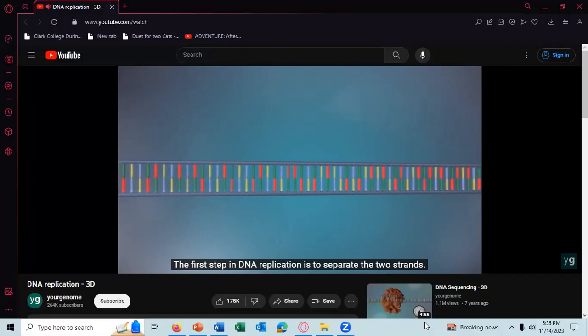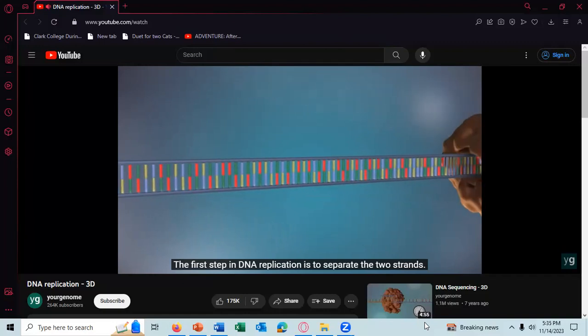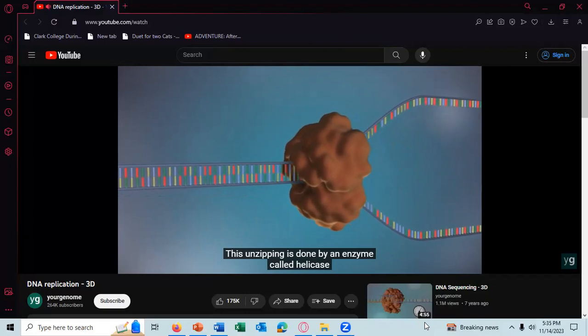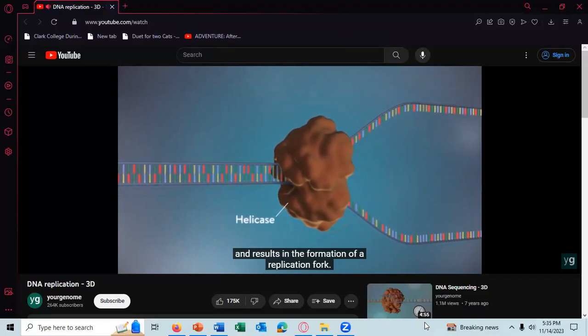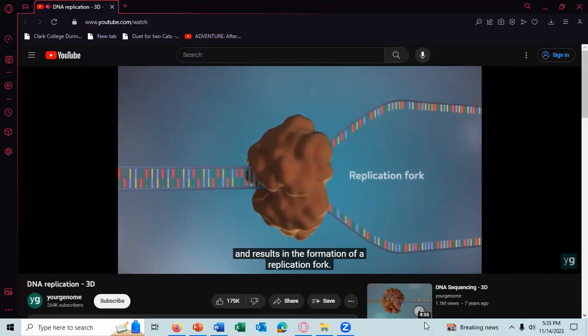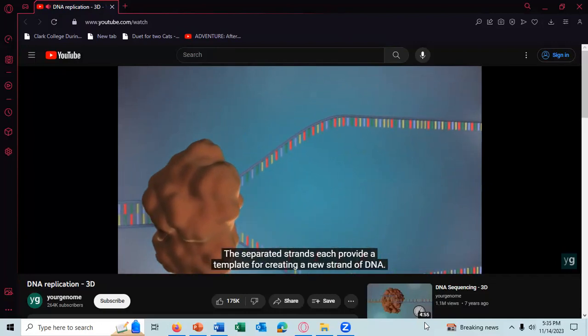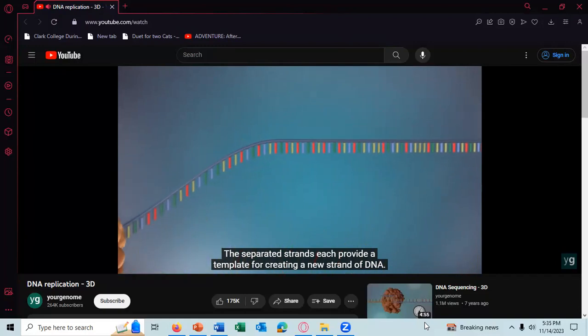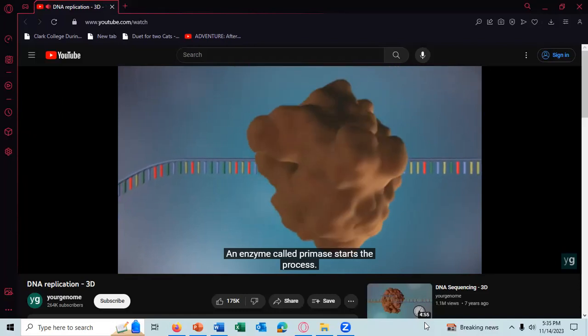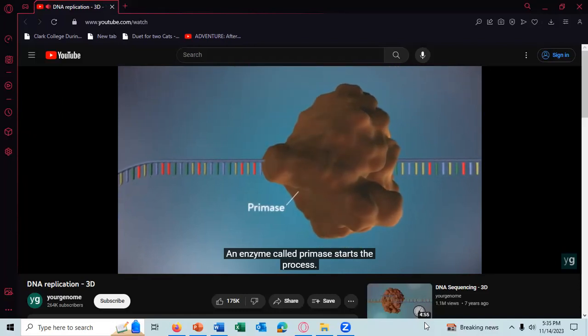The first step in DNA replication is to separate the two strands. This unzipping is done by an enzyme called helicase and results in the formation of a replication fork. The separated strands each provide a template for creating a new strand of DNA. An enzyme called primase starts the process.